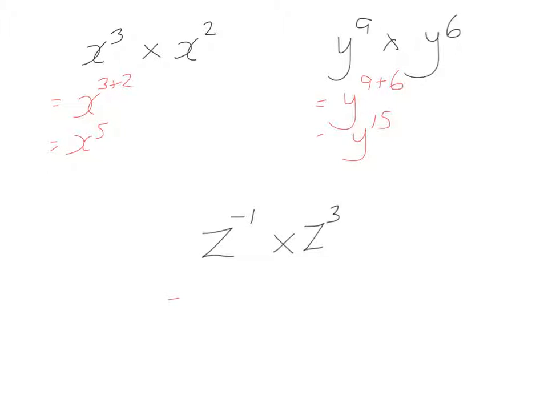And at the bottom we get z to the power minus 1 times z cubed. So even though there's a negative, I can still apply my rule. Minus 1 plus 3 is 2, so it would be z squared. I would say that this is a more examinable question because it's got negatives involved. You need to be able to work confidently with negatives when we're doing these sort of calculations.